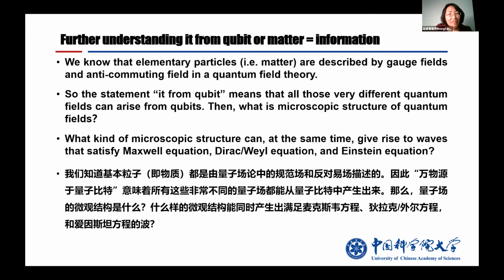We know that elementary particles are described by gauge fields and anti-commutative fields in quantum field theory. So saying it from qubit means that those very different quantum fields can arise from qubits. Then what is the microscopic structure of quantum fields? What kind of microscopic structure can at the same time give rise to waves that satisfy the Maxwell equation, the Dirac equation, and the Einstein equation?